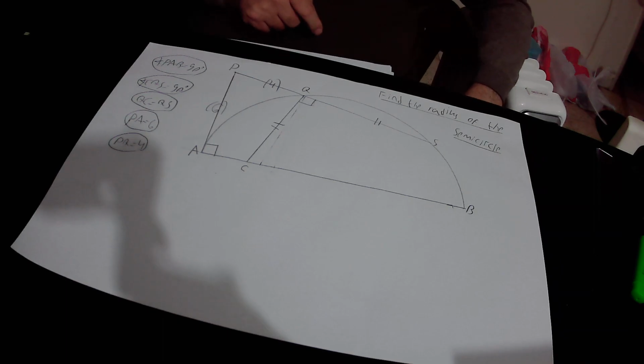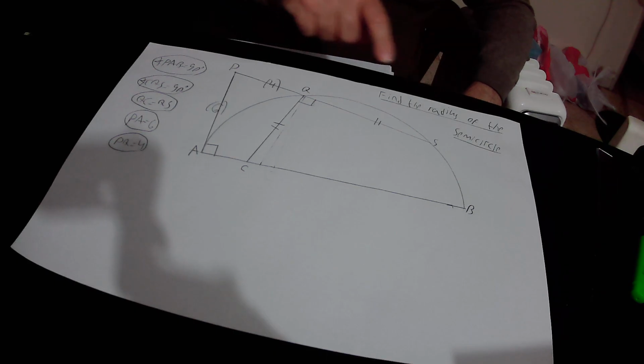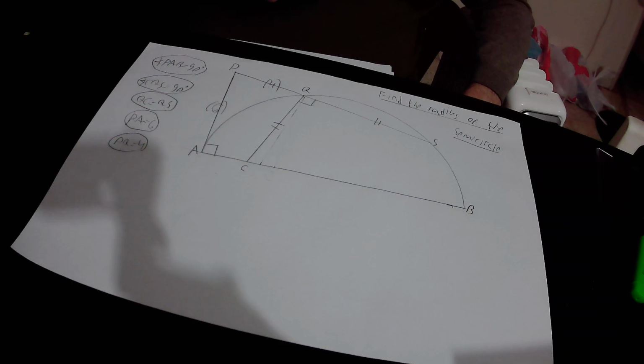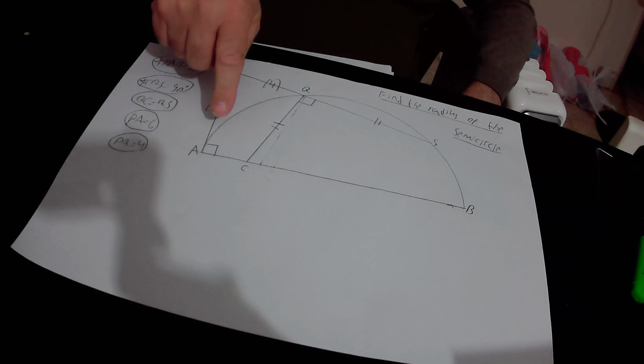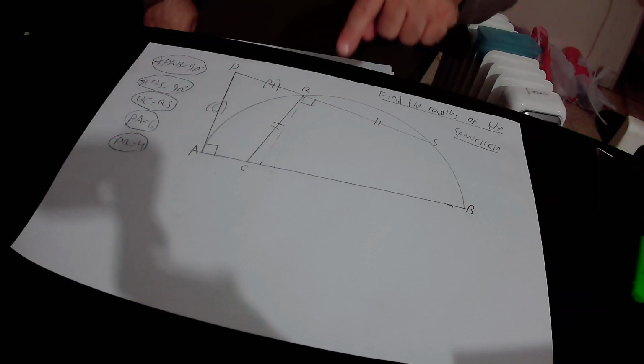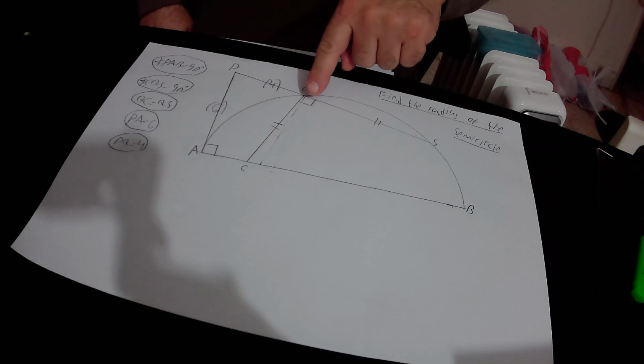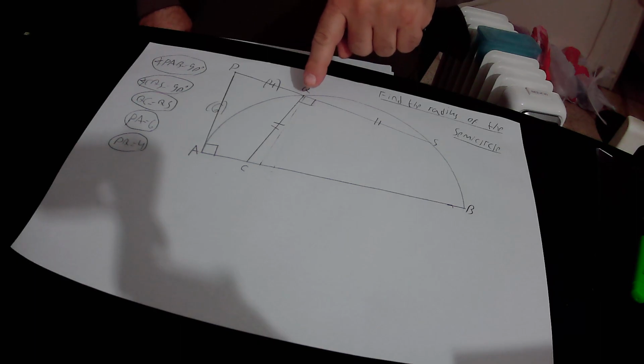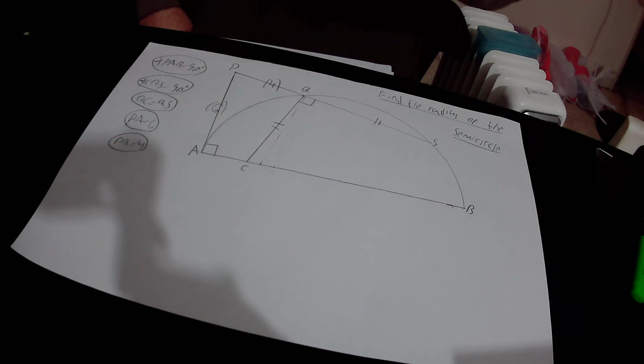We also know that QS equals QC. In addition, we know that this is angle PAB, which is equal to 90 degrees, and this is angle SQC, which also equals 90 degrees. Our mission is to find out the radius of this semicircle.